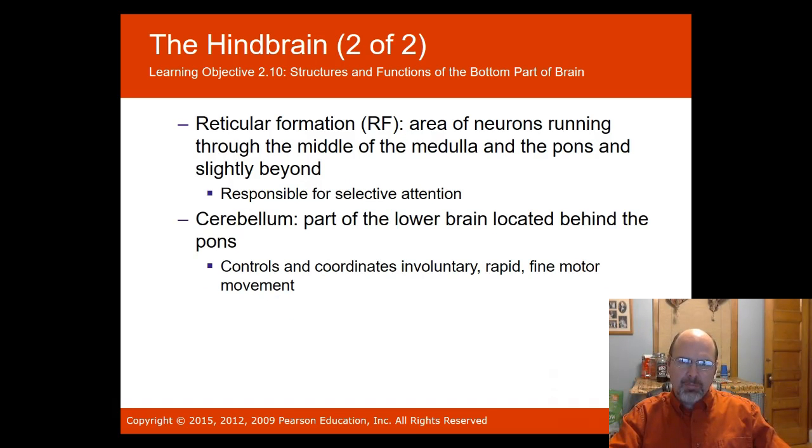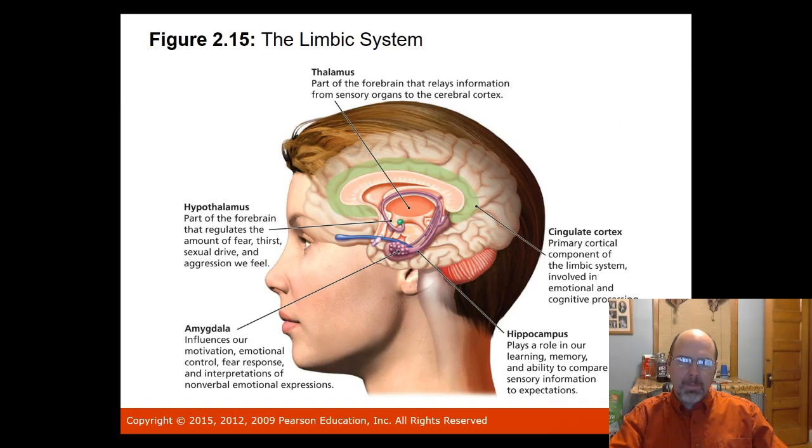The cerebellum is the lower brain located behind the pons. It controls and coordinates involuntary, rapid, and fine motor movement. This just shows the different parts of the brain.